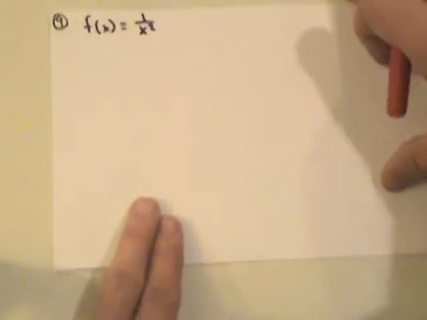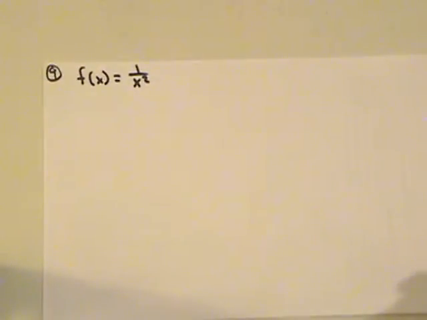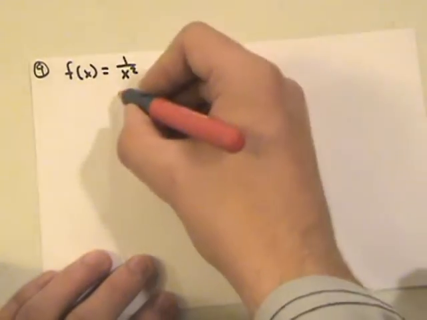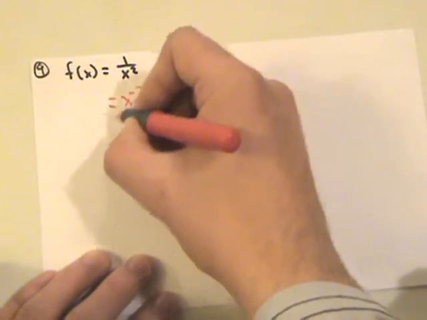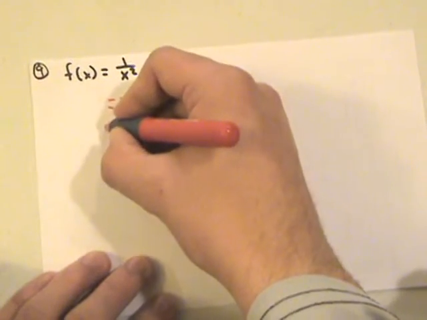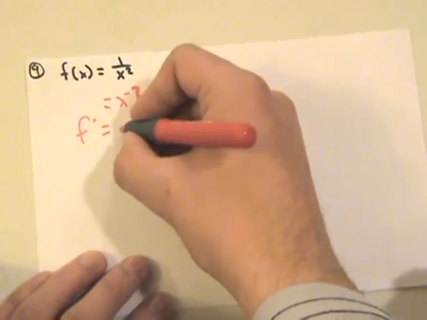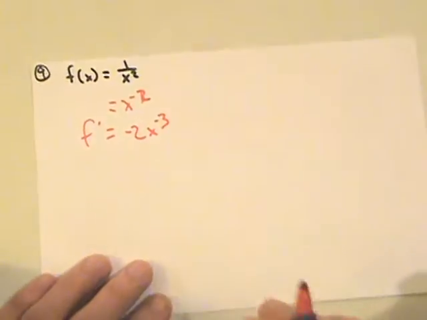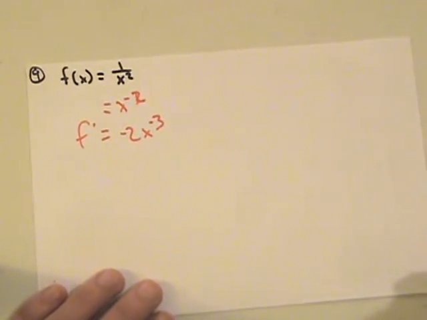Number 9. Okay, so they don't give us a graph this time, but we know how to do it. What we're going to do is find the first derivative, and to make it look easier, we'll rewrite it like that. 2, and then is equal to -2. Alright, so that is the first derivative. Now we've got to find the zeros.